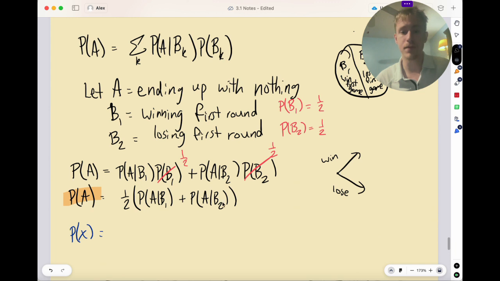So, given that B1 has occurred, you just won the first round. What's the probability that A is going to happen? Well, if P of X is the probability that A occurs given an X value, where X is, of course, the amount of money that you start off with, at this point, you have X plus $1. So here you start off with X dollars, and here you have X plus $1. And the probability of A occurring is just going to be playing the same game, but starting off with X plus $1.